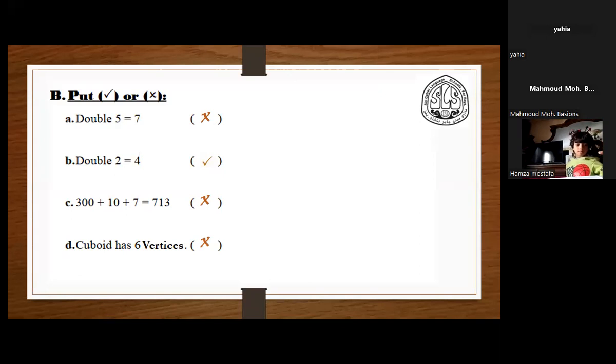Malik Marwan, unmute yourself. Yes. Okay, Malik. Double eight equals what? 16. Excellent. Thank you.